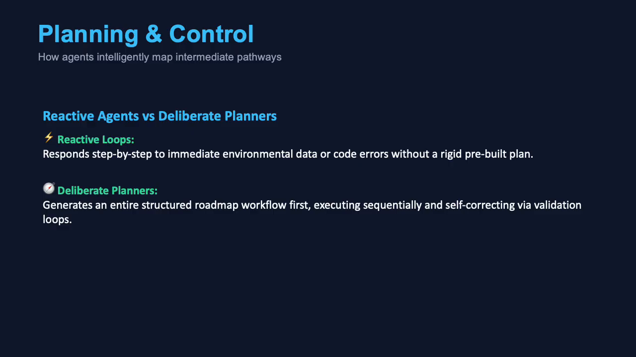The second style, which is deliberate planners, plan first and act later. Deliberate means the agent thinks ahead and makes a clear plan before doing things. It reads a problem, it writes down the full checklist of steps, then it follows the steps in order. It does checks along the way to make sure the plan is still correct. This is slower at the start, but it can be safer for a big, complex, or very important task.